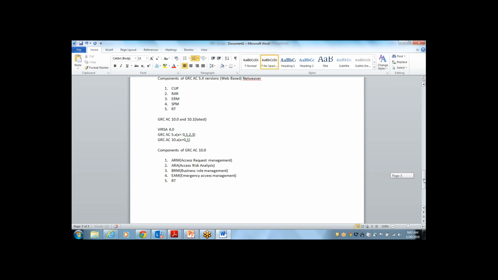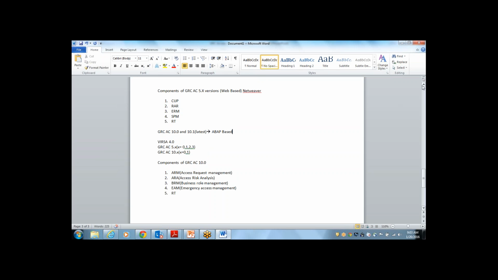Okay, risk terminator. So if you see, they changed it like this, and GRC Access Control 10.1 is ABAP based, not Java based. It's an ABAP based tool. You will come to know how it is really implemented and all the stuff. I'll show you the system also anyway, right? Okay, this is the way. So the tools and the components naming conventions were changed like this.